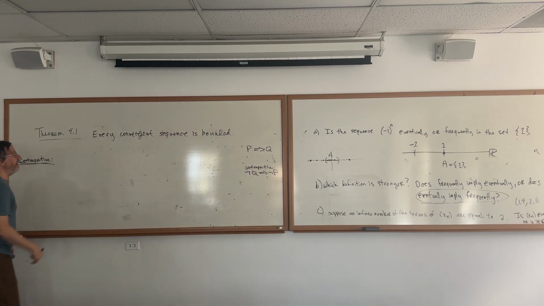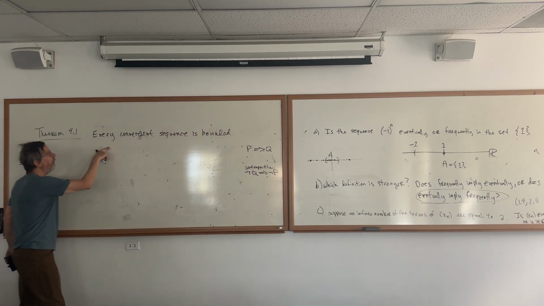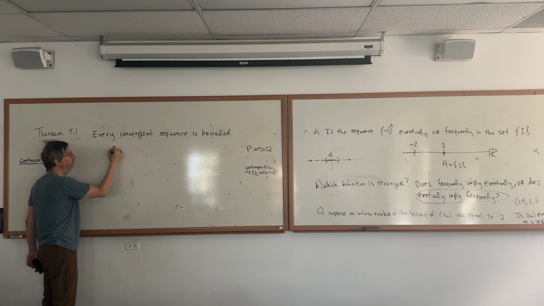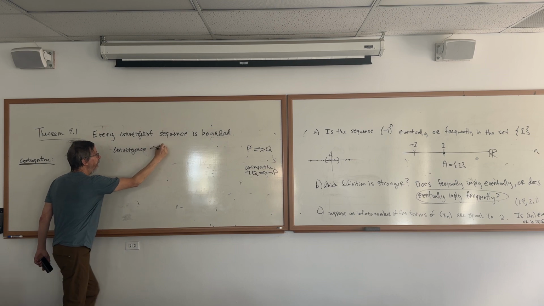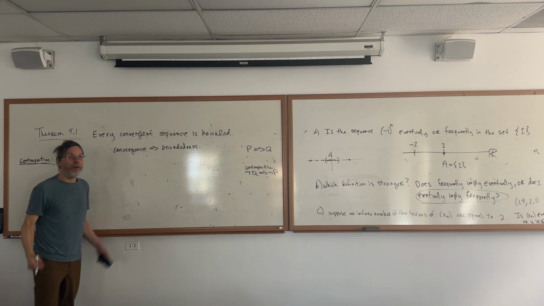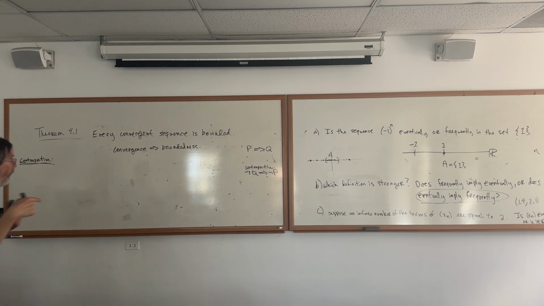So the contrapositive of this is what? Well, let's actually turn this into an implication. So what implies what here? What's P, what's Q? P would be convergence and Q is boundedness. There we go. Convergence implies boundedness. So what's the contrapositive? Not bounded implies not convergent.